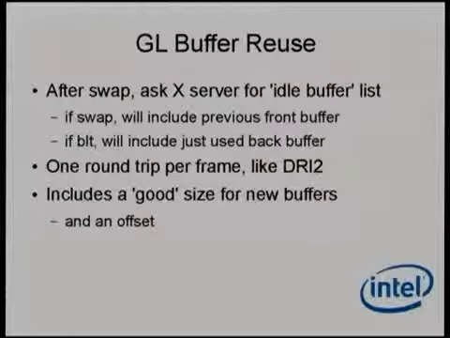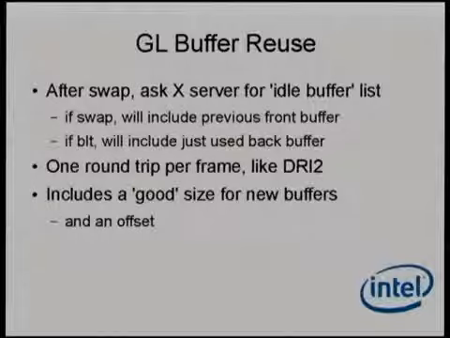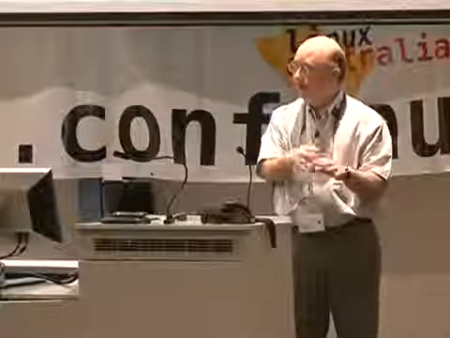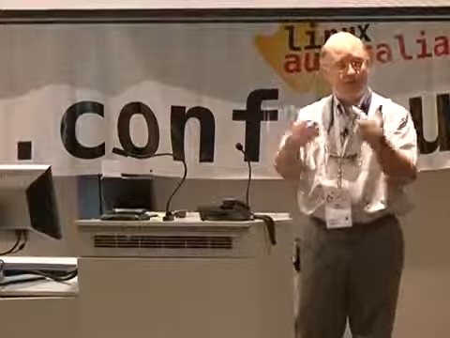For GL buffer reuse, what we're going to do is after the swap, the application is going to ask the X server, hey, I sent you a bunch of buffers. Are there any of those you're not currently using? Those might be good ones for me to use again. So if you just swap two buffers, then one of the idle buffers is going to be the previous front buffer. If you did a blit, then you'll just get the previous back buffer. Now the X server is welcome to do whatever kind of swap it wants, whatever is the most efficient. So if you do a swap and then a blit, then you're going to get two buffers back, the previous front buffer and the previous back buffer, because both of those are going to be idle now.